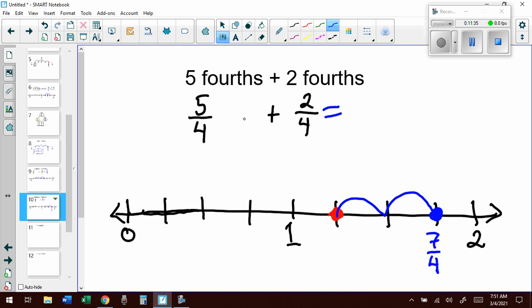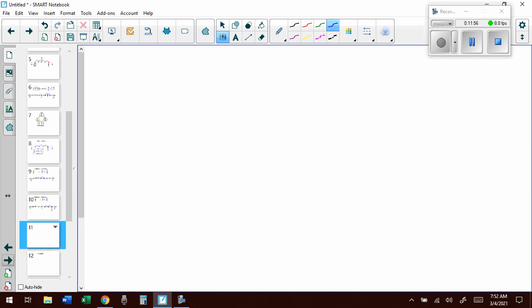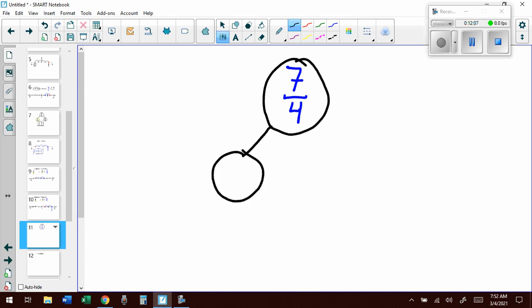So looking at this, we have like denominators, 4 and 4. And if we were to add 5 plus 2, we get 7. And our denominator is 4. So 7/4 is our answer. However, it is an improper fraction. Therefore, we need to write that improper fraction of 7/4 as a mixed number. We'll break it up into a number bond.